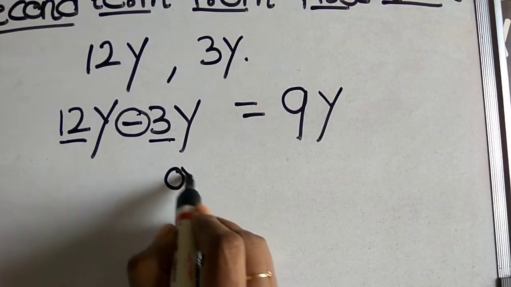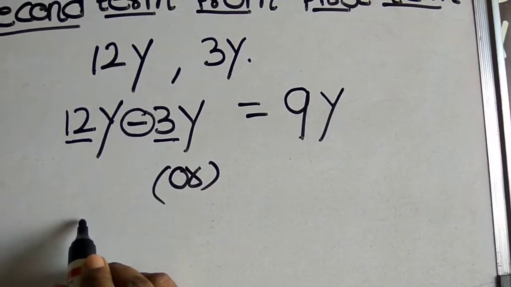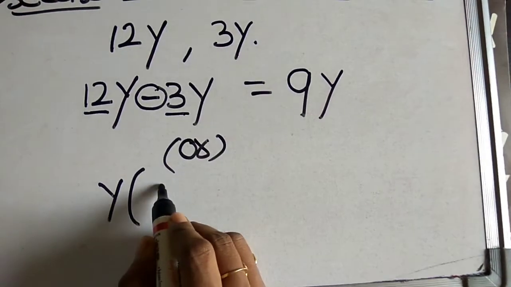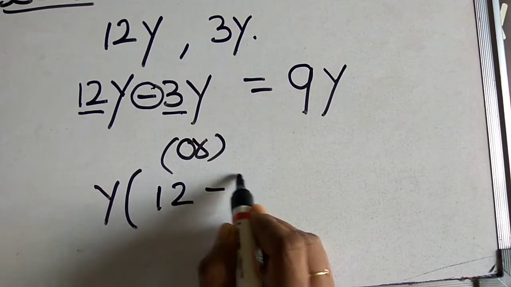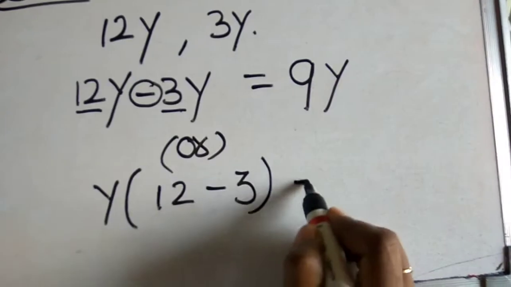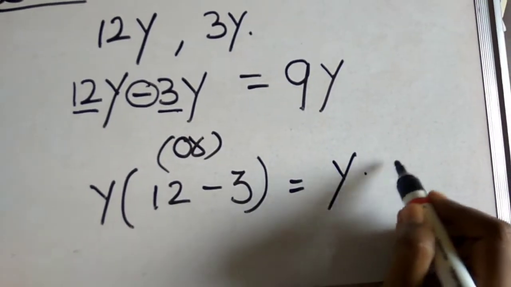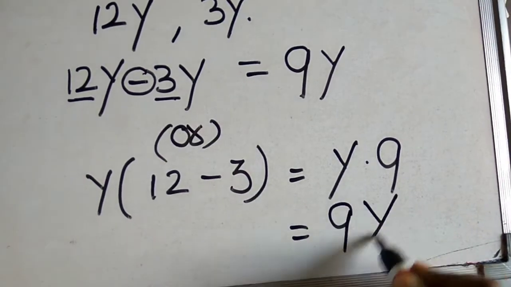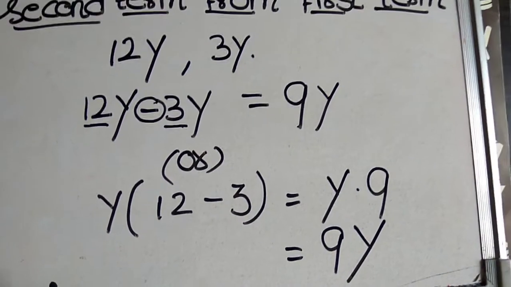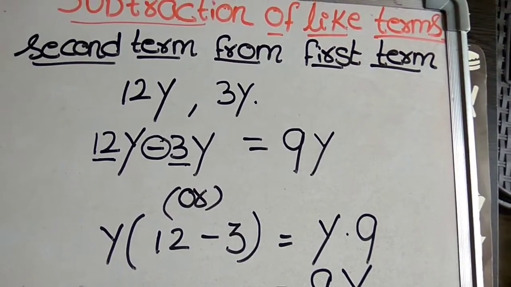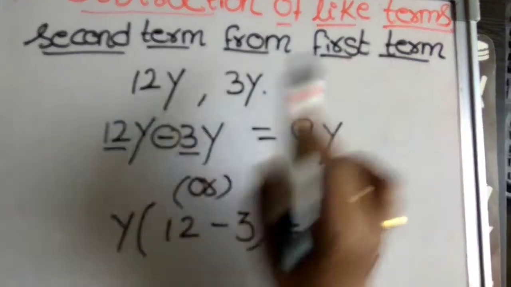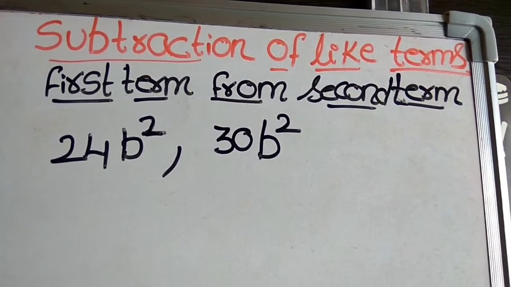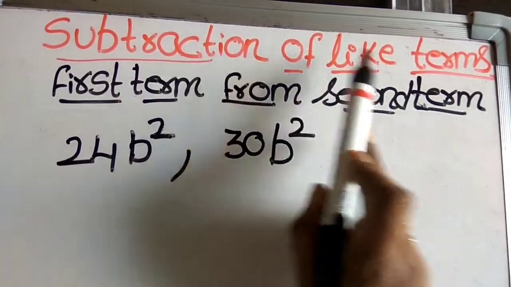Or you can do it by taking y as common from both the terms. That is, here I have taken y as common and what are the left numbers? 12 minus 3, which gives 9y. Whenever you are writing result, first write the number first and then the variable. That means the constant always comes first. So in this way we can find the subtraction of like terms according to our requirement, whether we have to subtract from the first term or second term.